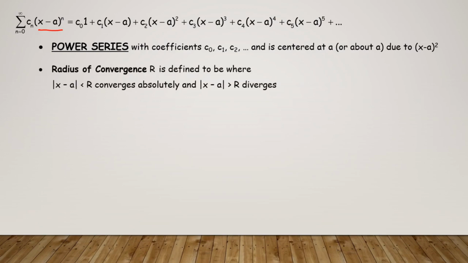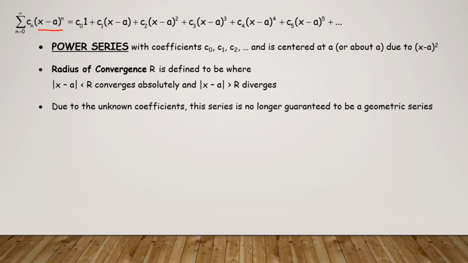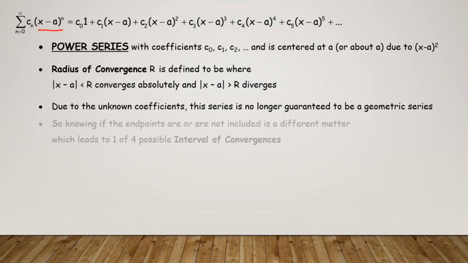Now, the radius of convergence r is very similar to a geometric series. We know that when the absolute value of x minus a is less than this radius, the series will converge absolutely, just as we know that the absolute value of x minus a being greater than r will diverge. But the problem is we don't know exactly what is going on with these coefficients. And since we can no longer guarantee that this is a geometric series, we're not sure exactly what's going to happen at the endpoints. So this leads us to one of four possibilities for the interval of convergence.